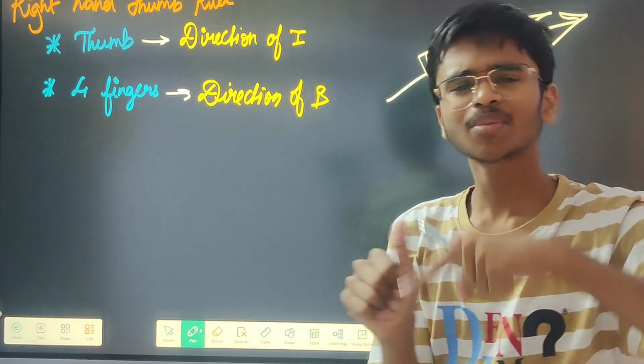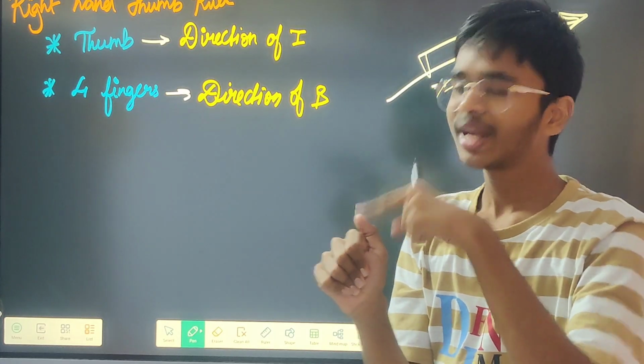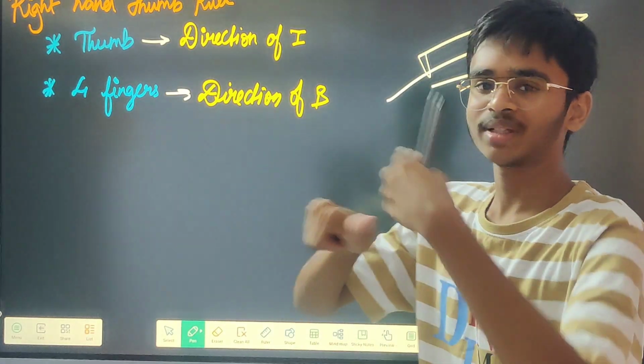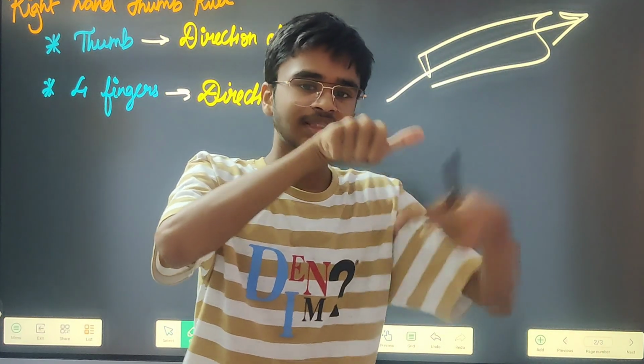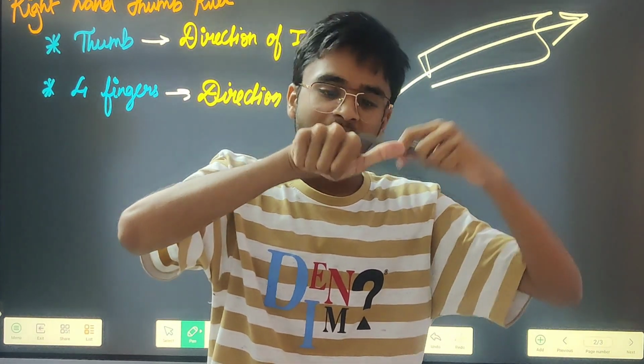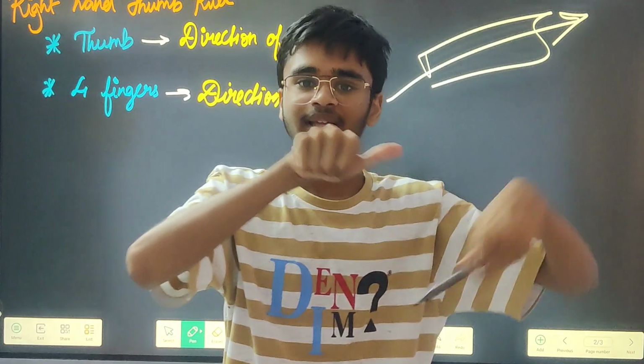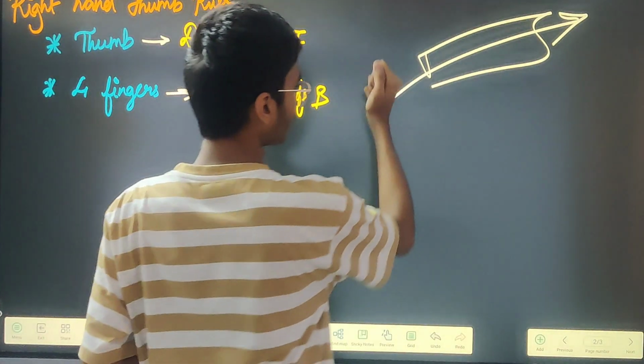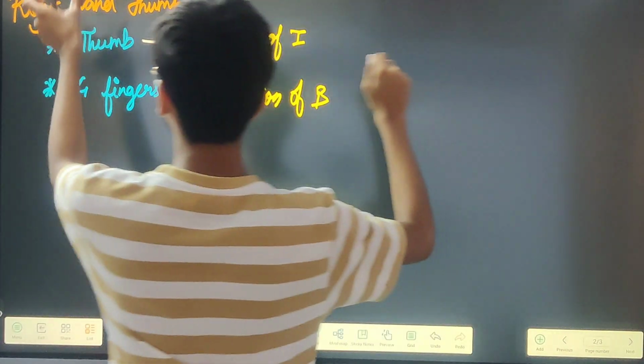I'm kind of weak in determining whether it is clockwise or anti-clockwise. It is anti-clockwise, okay? Okay, so it's all revolving in this side. So that means when the current direction is this side, the magnetic field's direction will be this side. Like that you can easily say. Okay, so this is the right hand thumb rule.